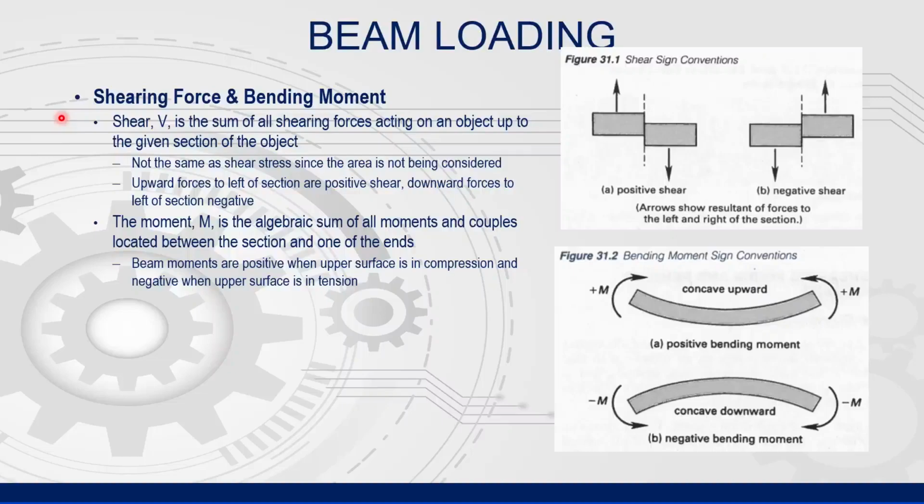The moment M is the algebraic sum of all moments and couples located between the section and one of the ends of the beam. Notice the image on the bottom right. Beam moments are positive when the bending is concave upward and the upper surface is in compression. Beam moments are negative when the bending is concave downward and the upper surface is in tension. Note that this is the opposite sign convention compared to equilibrium equations.